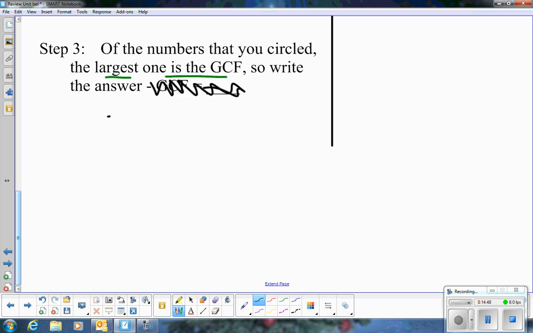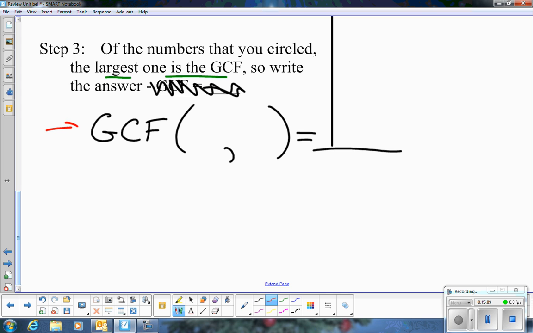When you do it, I want you to write GCF, and then you're going to have a set of parentheses. In the parentheses, you're going to have the 2 numbers that we compared, or 3 if you have 3, equals, and then whatever the GCF is. Basically, what you're doing is writing a sentence. So this is like the example that you would use.